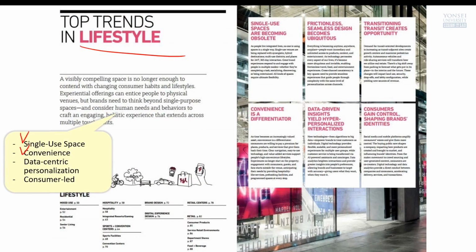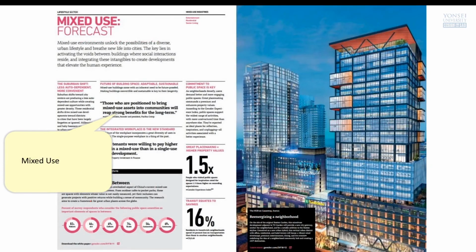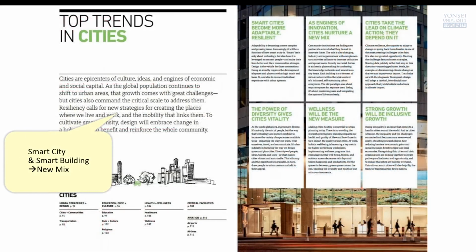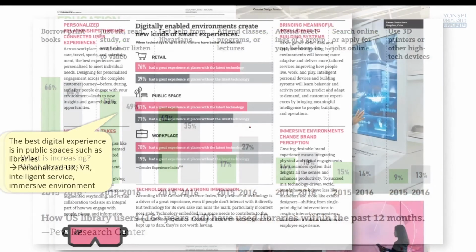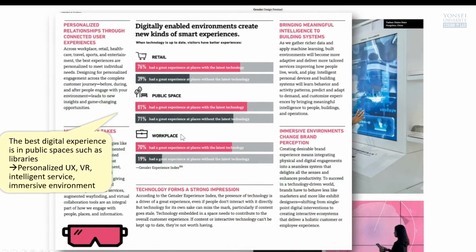And some more trends, top trends in lifestyle. Single-use space, convenience-oriented, data-centric, personalization. This one is related to the so-called ICBM AI technologies, consumer-led. All sounds familiar, right? Because technology-driven, technology-oriented, AI-assisted, related to this kind of thing, okay? And also mixed use. Smart city, smart building, new mix, also one of the huge top trends. Some changes in library space use. Just for your information, I provide you this kind of data from Gensler.